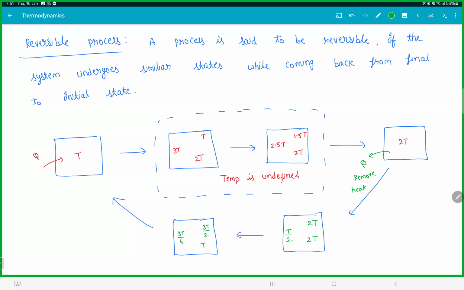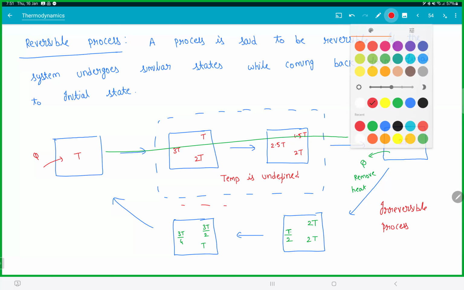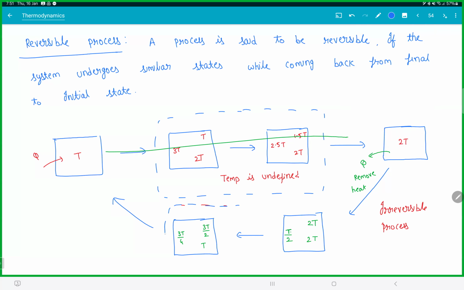Did you notice something? The way I went, did I get back the same way? Making sense what I'm saying? This is an irreversible process. And the biggest problem with this thing is, momentarily for some time, the states become undefined. And if they're undefined, that means you can't use the ideal gas equation. If you can't use the ideal gas equation, I can't solve anything.